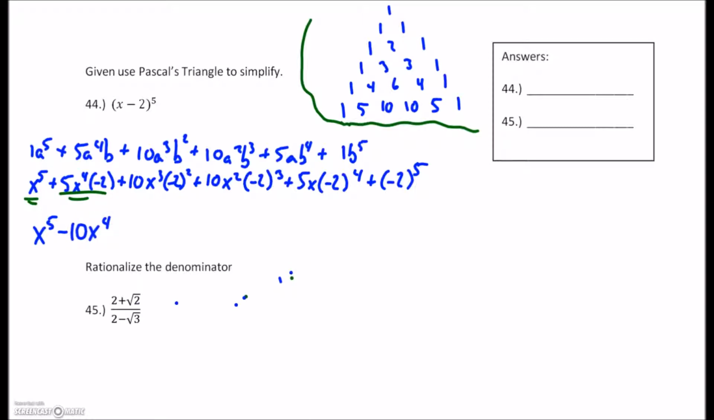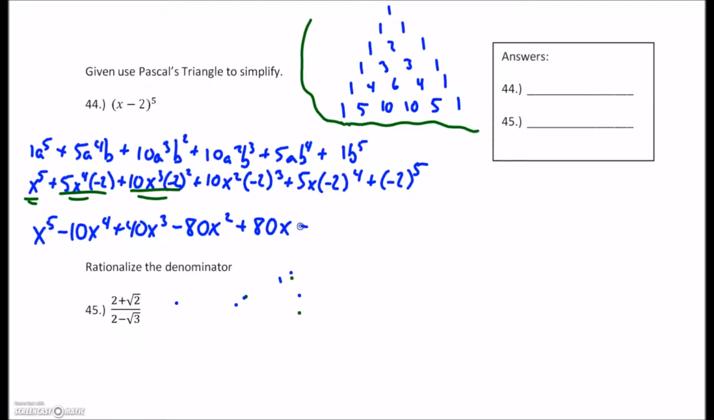And so I'm just kind of multiplying these out. I'm doing exponents of multiplication. Here I have negative 2 squared, which is 4 times the 10 is a positive 40x to the 3rd. And I just keep doing that. Negative 2 to the 3rd power is a negative 8, so that's going to be a negative 80x to the 2nd. Here, negative 2 to the 4th power is 16 times 5 is a positive 80x.